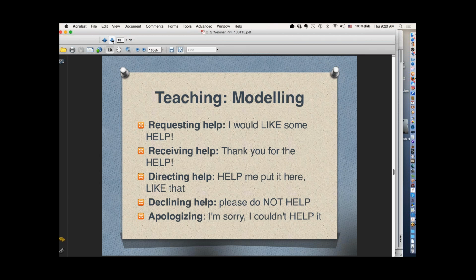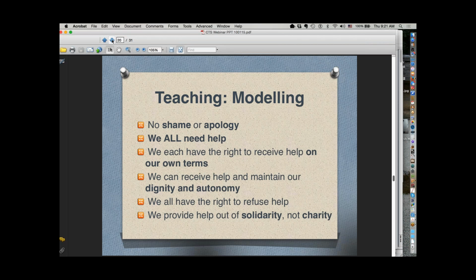We need to model that it is fine, it is valued, when we decline help. If I ask you for help and you say no, that is your right. And we can use words like help even when we're just apologizing, to say, I'm sorry I did that, I couldn't help it, and use the word in more creative ways as well. But so often what I see in classrooms is kids being helped whether or not they want it. And I think that's part of what we need to start addressing.